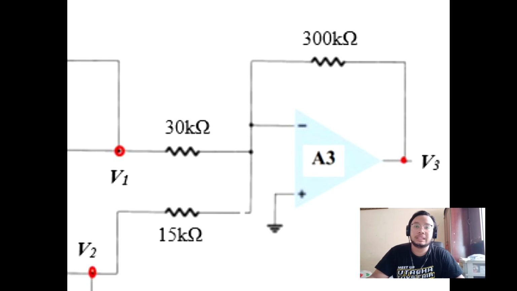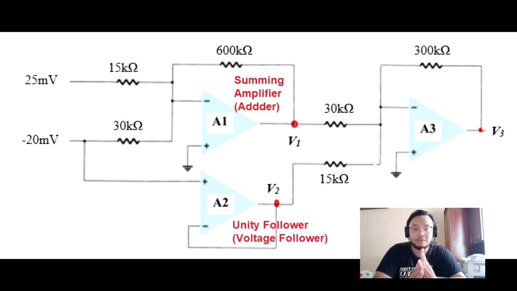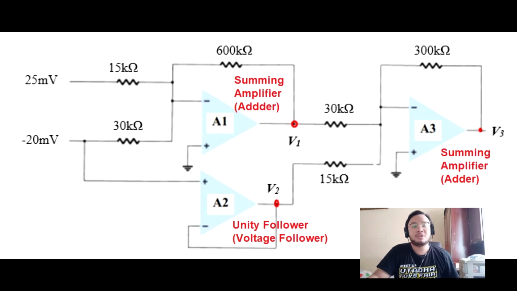For A3, the construction is exactly similar to the one in A1, so I can safely say that it is a summing amplifier. I'll repeat again. For A1, it is a summing amplifier. A2 is a unity follower or voltage follower, and A3 is a summing amplifier too. And now we're going to take a look at the second question here.